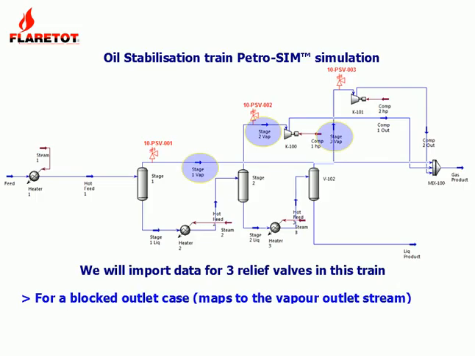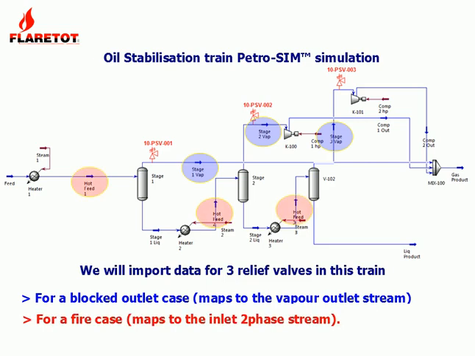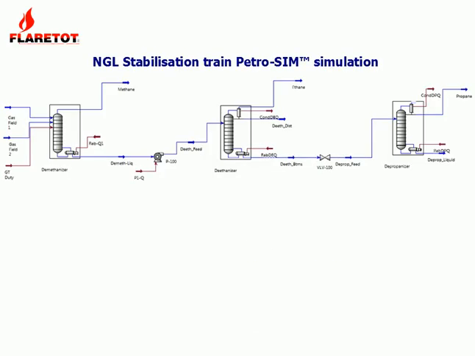First, the blocked outlet sizing case data is linked to the vapor outlet stream in the simulation. Then, the fire case is linked to the inlet two-phase stream for composite vessel fluid properties. Only one case is demonstrated, for the deethanizer, in the NGL stabilization train.